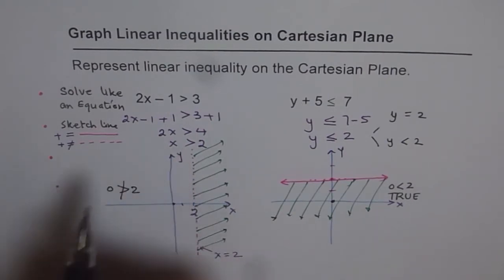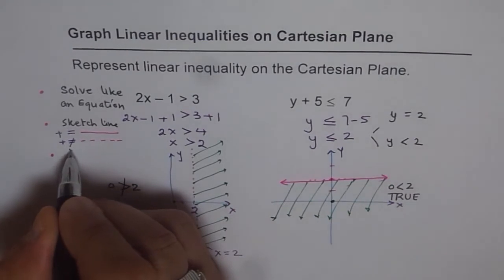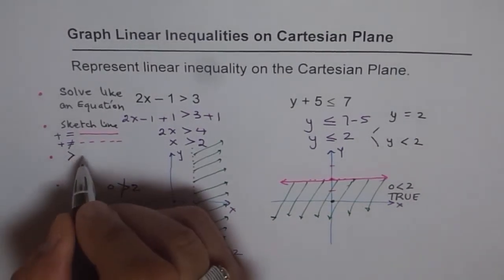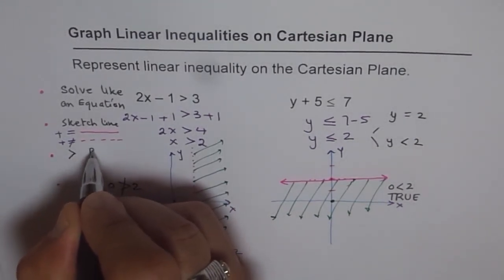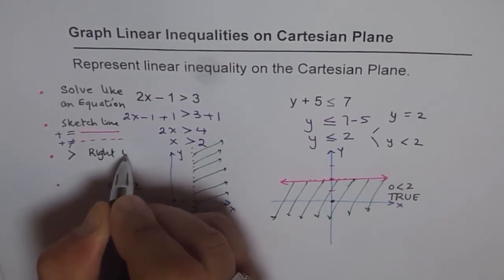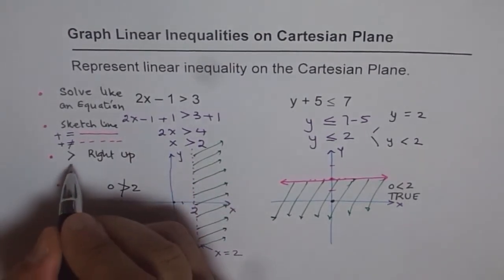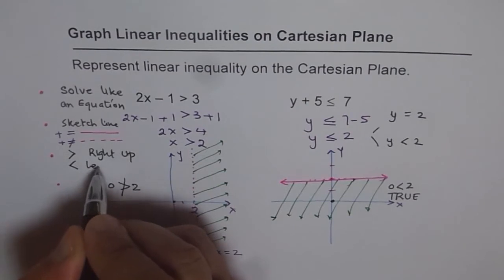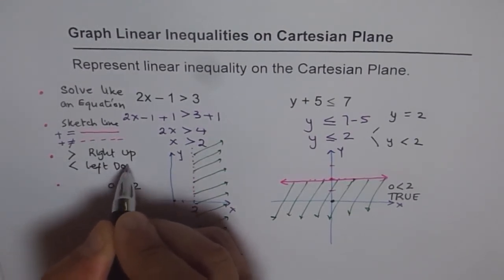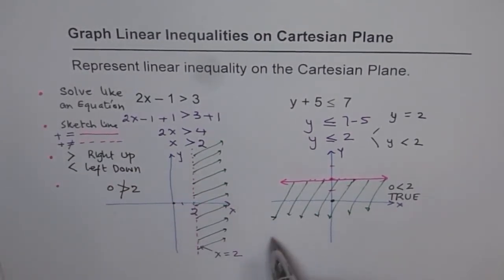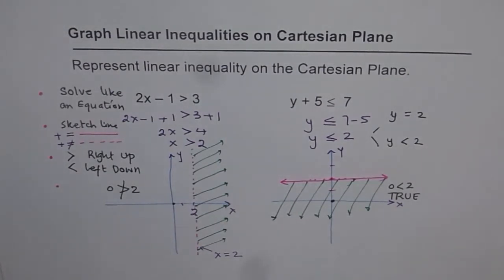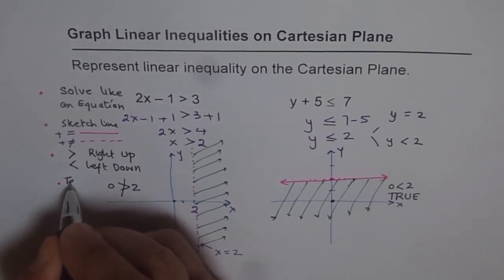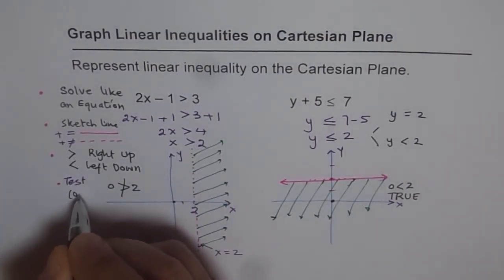Follow the arrow to shade. So if the arrow is like this, that means shade right up. Right up. And if the arrow is like this, then you should shade left down. Left down. Do you see that? That is how you have to shade, right? And the third point is, that's a good idea, and that is test with the origin, which is 0, 0.